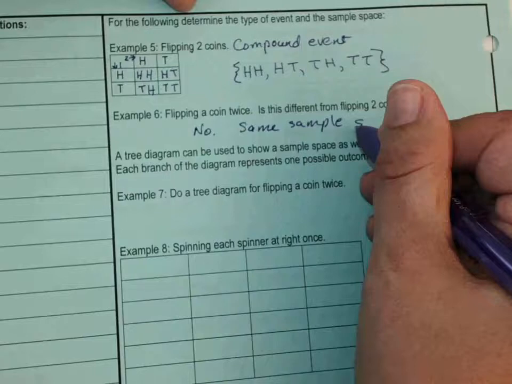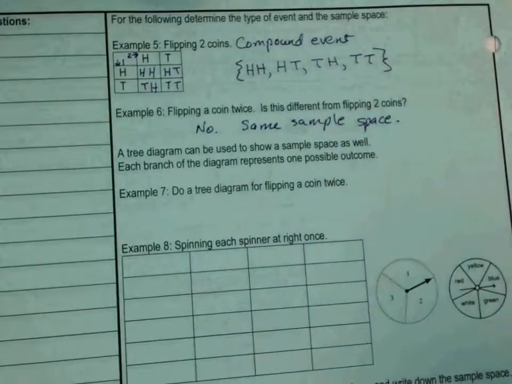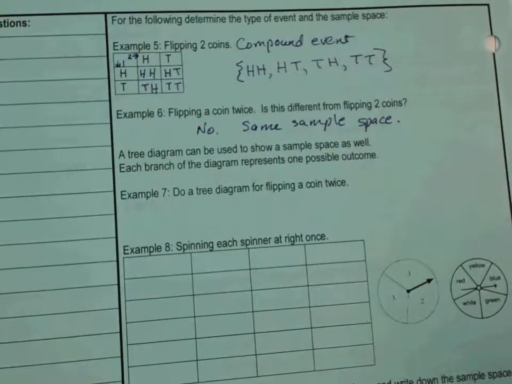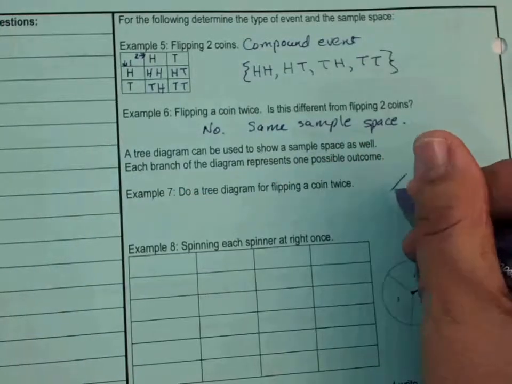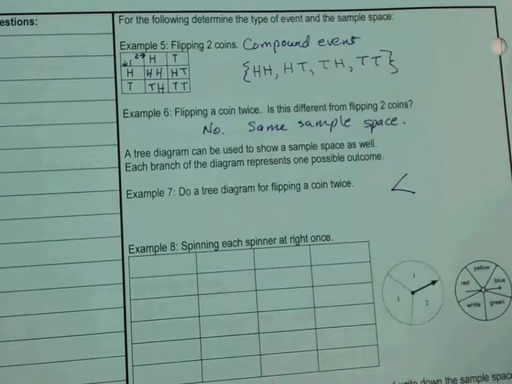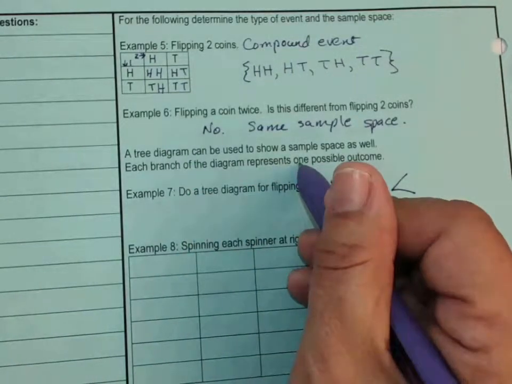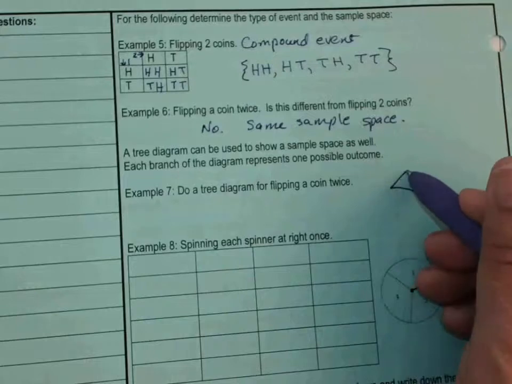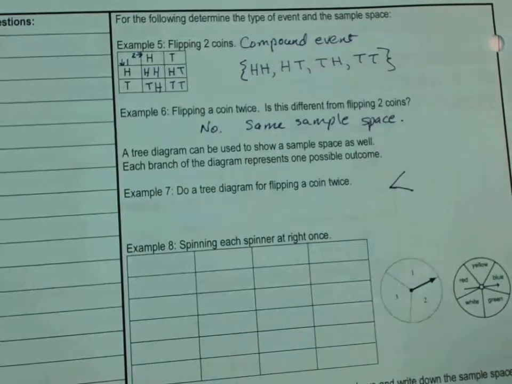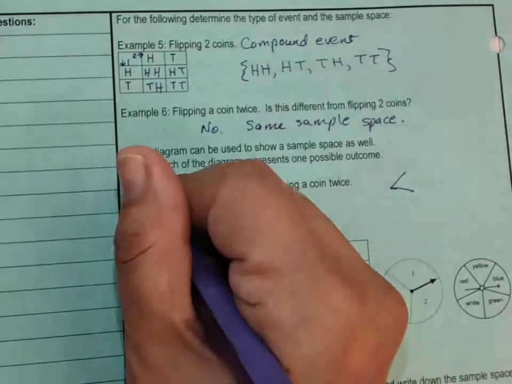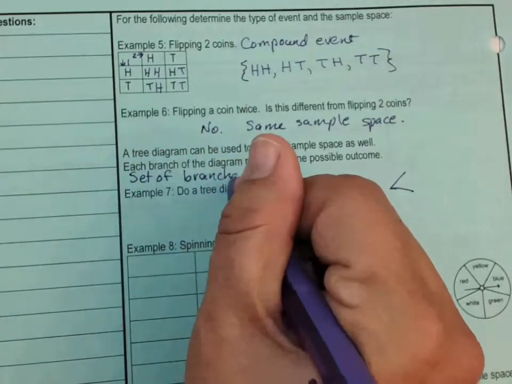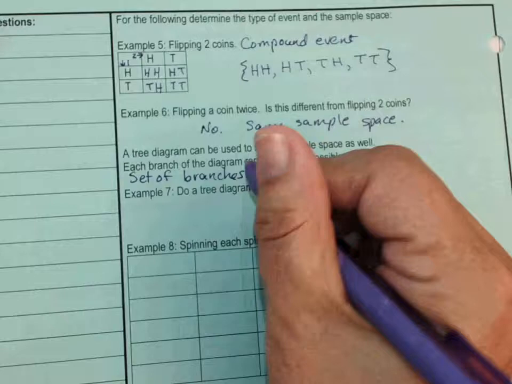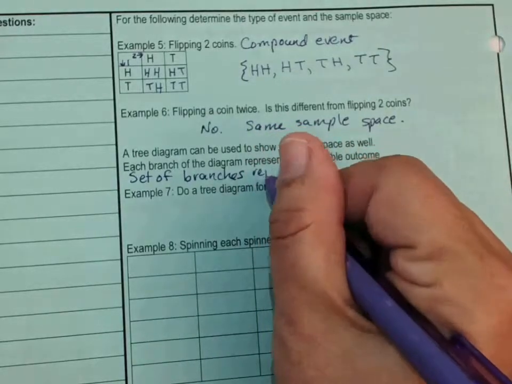Now, one of the great ways to show sample spaces is something called trees. So a tree diagram, you have branches. All right. You probably always saw them looking at something like that. Okay. Well, each branch of the diagram represents one possible outcome. So this is one outcome, that's the other outcome. The set of branches, so both of these together represent the events.